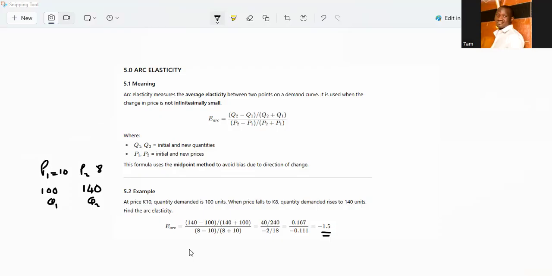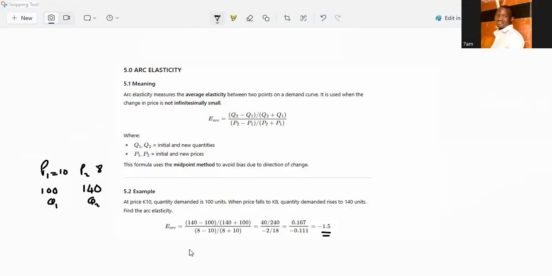So what is the significance of arc price elasticity? It's very useful in estimating the average responsiveness. It helps us avoid the confusion from direction of change, that is increase or decrease. And it's also helpful for decision forecasting when price changes are large, to give you a range.